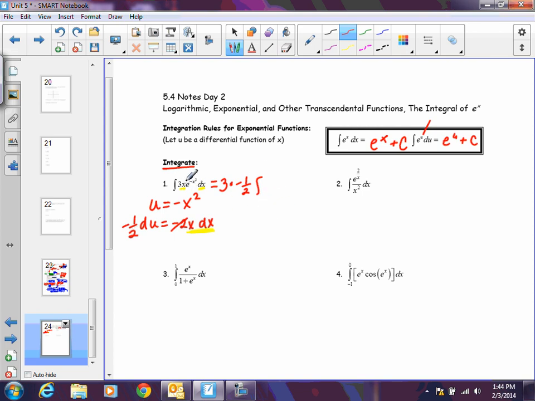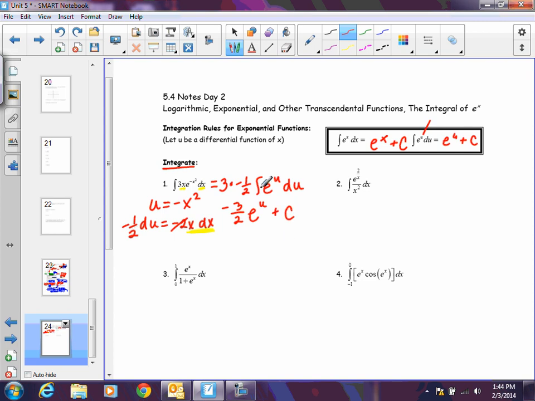And now, again, I have e to this new power, e to the u. And if you're not sure what else should be over here, go back and look at the problem. This x and this dx, they're being taken out. Those are the only things that are left, and we need to replace them with du. Specifically negative 1/2 du, but we already moved the negative 1/2 to the front. And what is the antiderivative of e to the u? E to the u plus c.